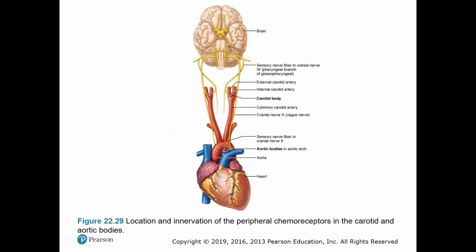Figure 22.29, location and innervation of the peripheral chemoreceptors in the carotid and aortic bodies. So here we have, like I showed you in the picture, the carotid body, which is found in the common carotid artery, and the aortic bodies, which are found in the aortic arch.